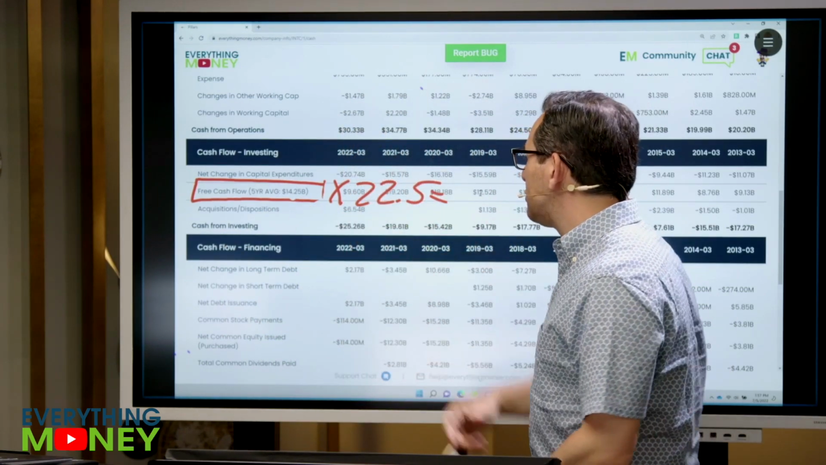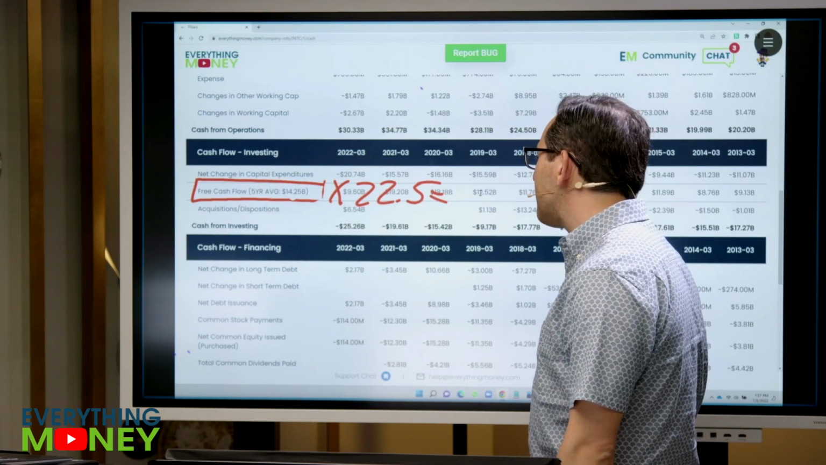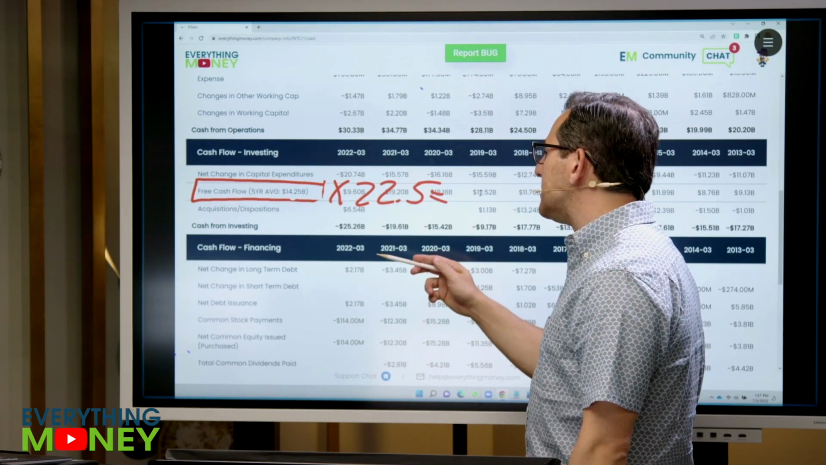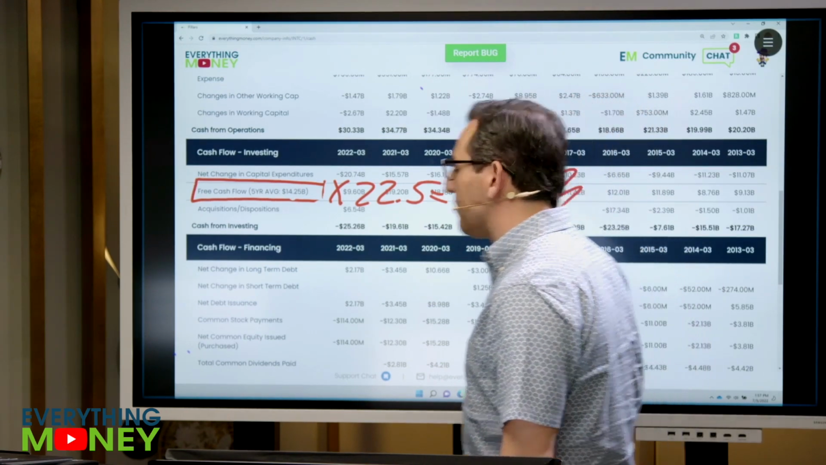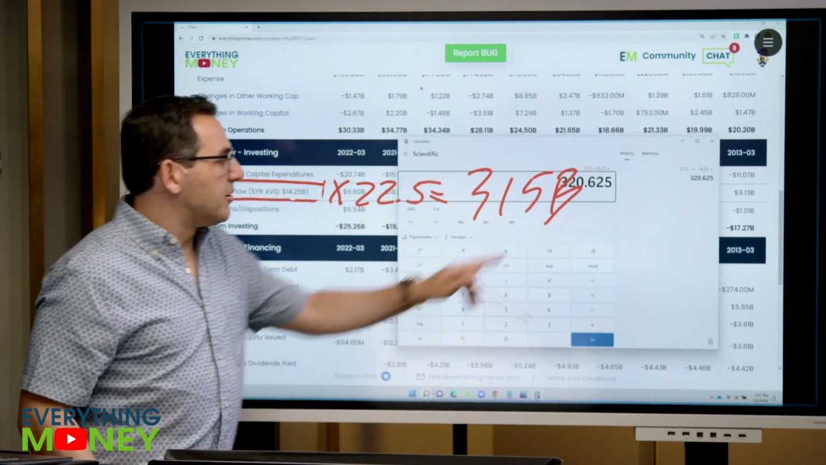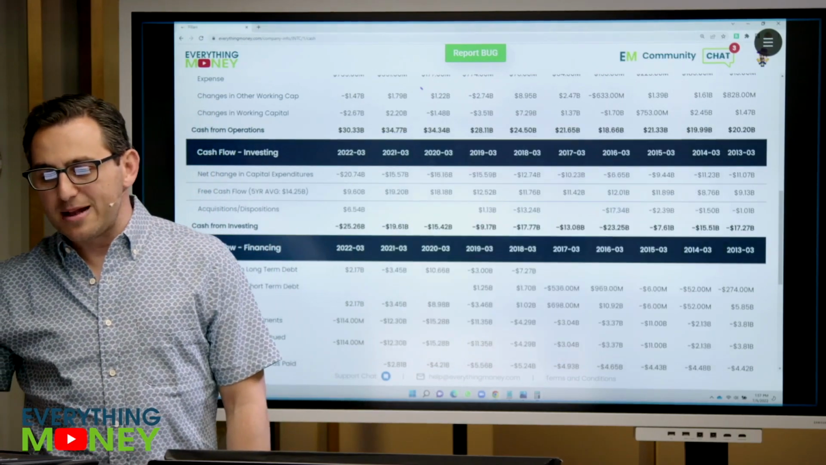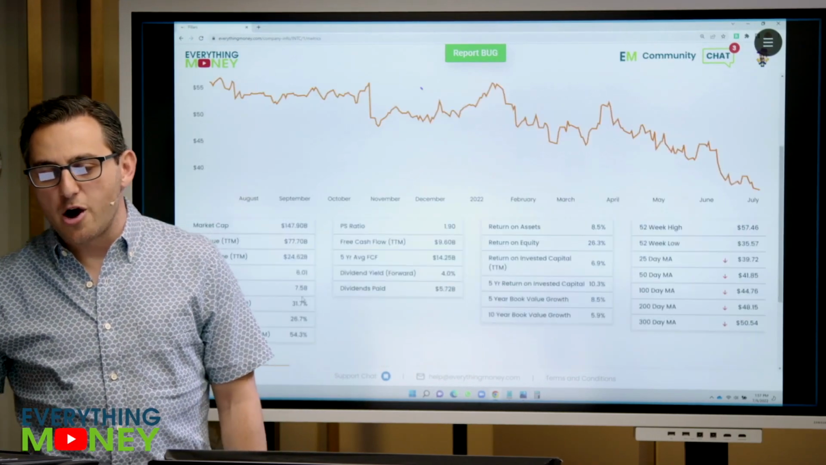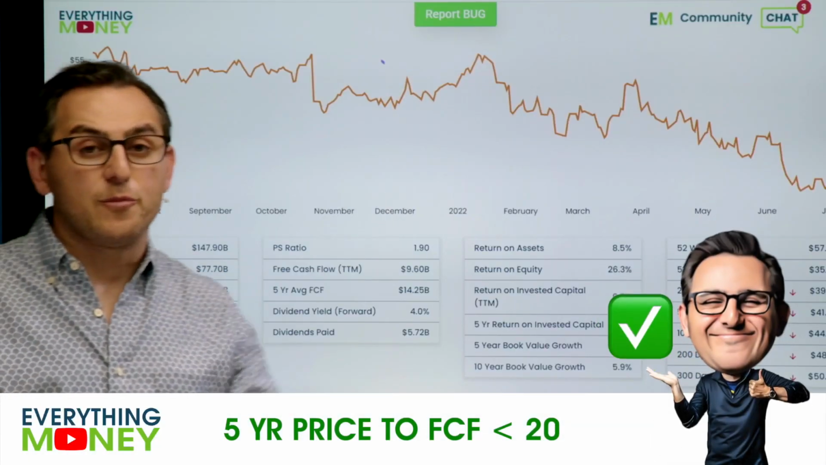So 14.25 times 22.5, that is 28.5, another 2 is 31, 3, so call it $315 billion. I don't know the exact number, but let's do the math here real quick. Let's pull up a trusty calculator. Oh, 320 billion. I was pretty close, all with my mental math. Aren't I smart? So let's go back to the main page and see where the current $148 billion, guys, less than half. So we did a lot of math here.